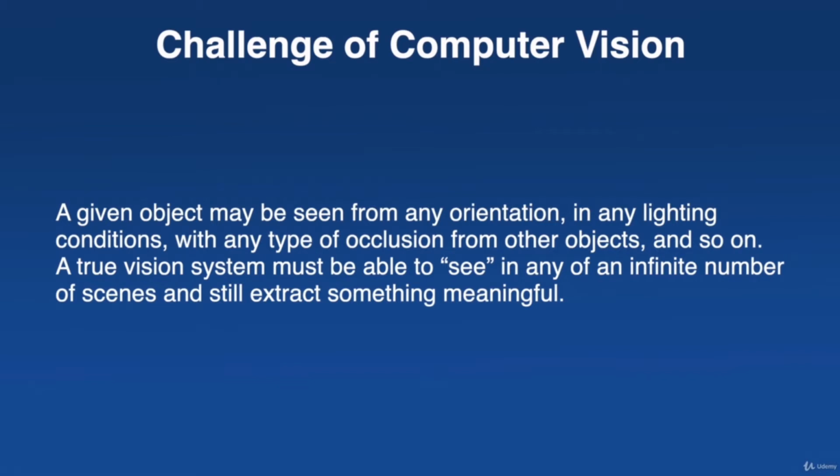The reason why it is such a challenging problem is because of the diversity and complexity of the visual world. A given object may be seen from any orientation in any lighting condition with any type of occlusion from other objects and so on. A true vision system must be able to see in any of an infinite number of scenes and still extract something meaningful. Basically, computers work pretty well for tightly constrained problems, but not for open, unbounded problems like visual perception.